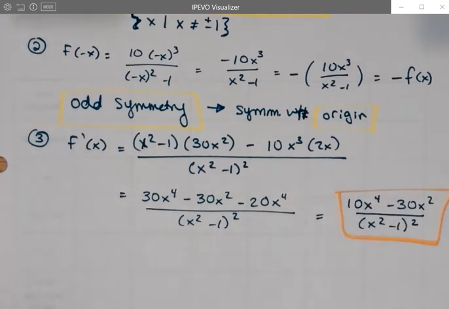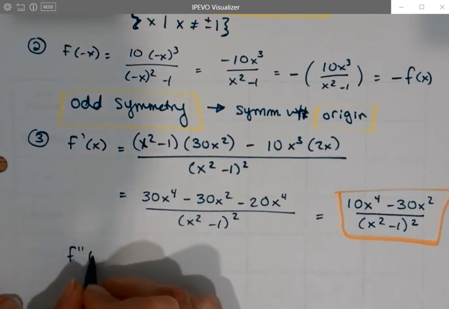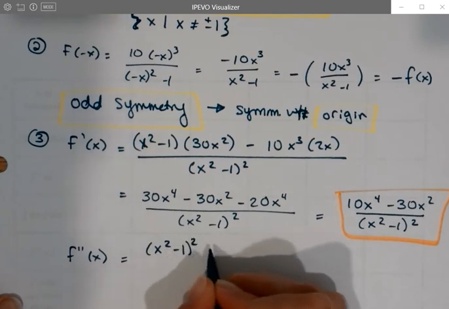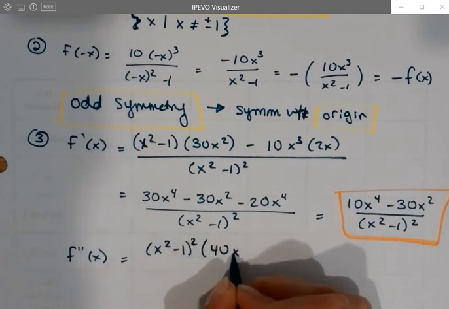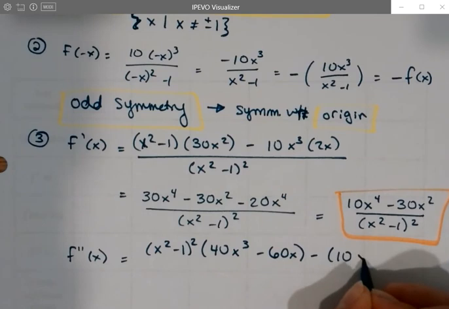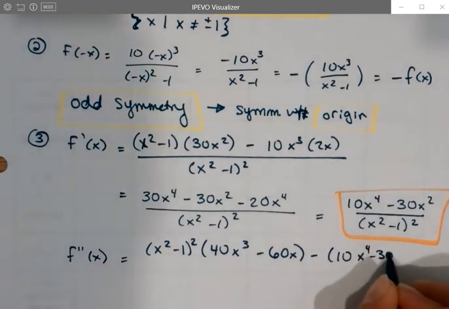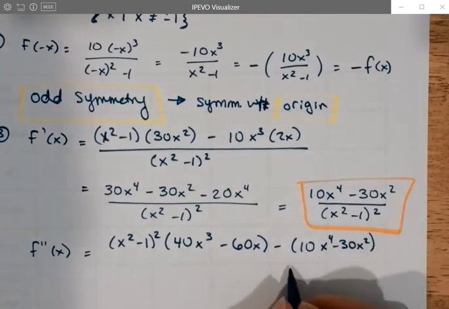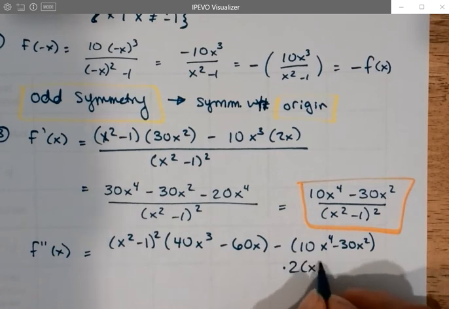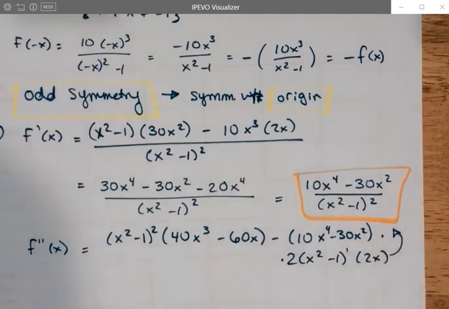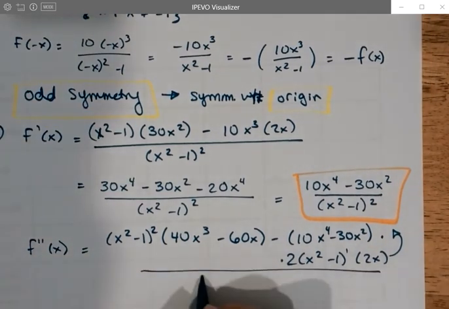And then we're going to want to find the second derivative, and I can leave that one unsimplified, at least for the time being. So second derivative, bottom, so x squared minus 1 squared times the derivative of the top. So 40x to the third minus 60x minus top, 10x to the fourth minus 30x squared, times the derivative of the bottom. So I'm going to have to arrow that up. The derivative of the bottom is going to be 2 times x squared minus 1 to the first times 2x. So all of that right here times that line, and then all divided by bottom squared.